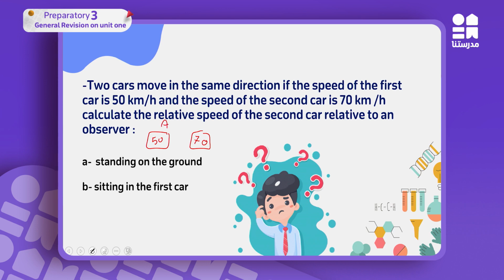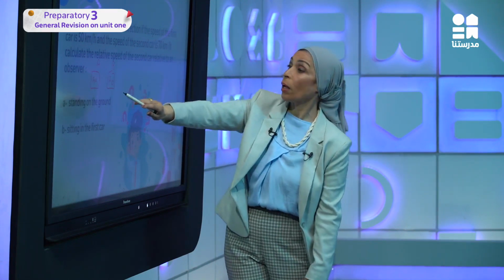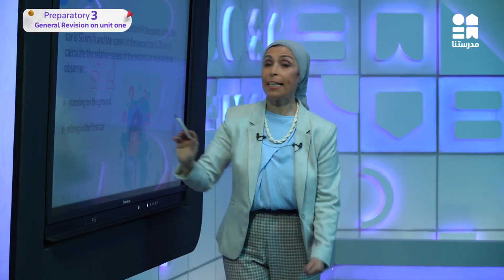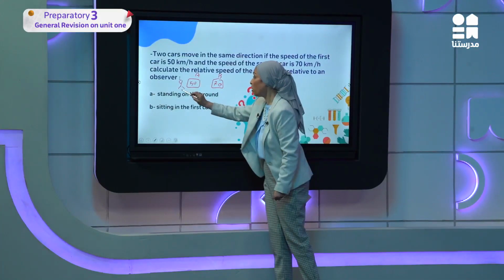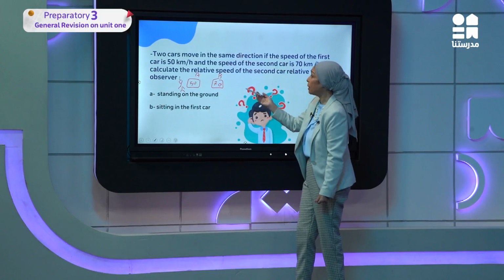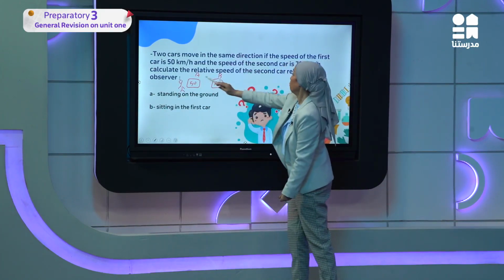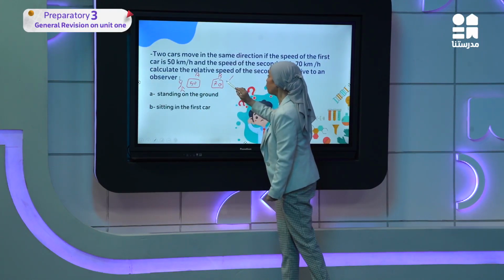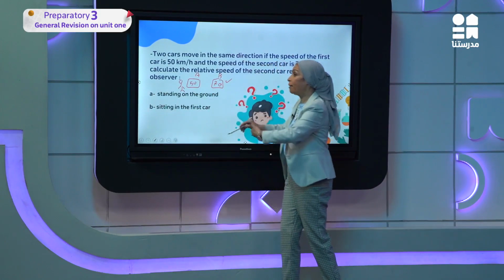This is car A, the first, and car B is the second. He wants to know the relative speed of the second car relative to the observer, if the observer is standing on the ground. So I have an observer standing here, someone watching, on the ground. He wants me to calculate the relative speed of the second car, which is this car, relative to the observer standing on the ground.